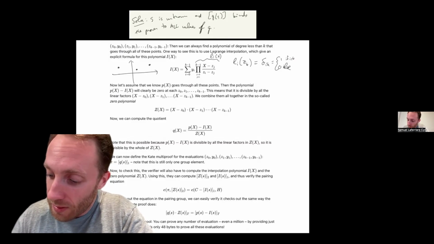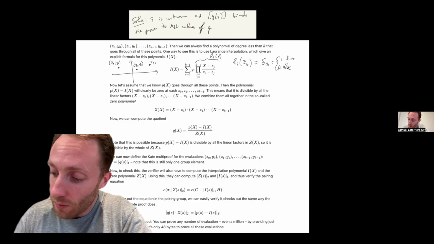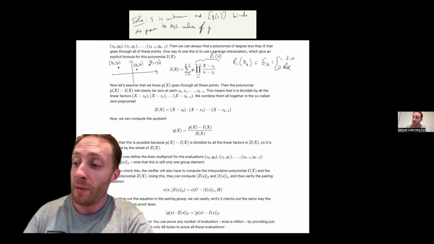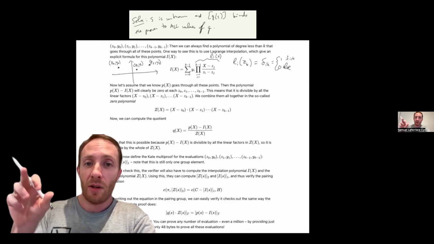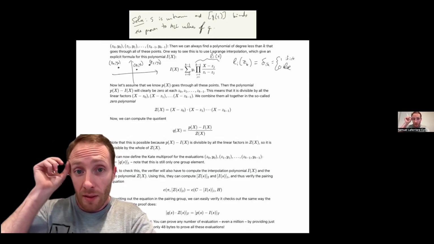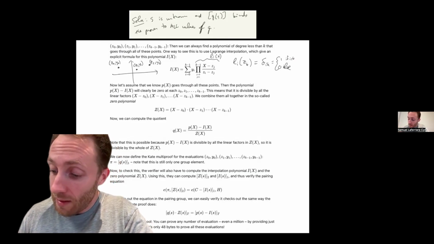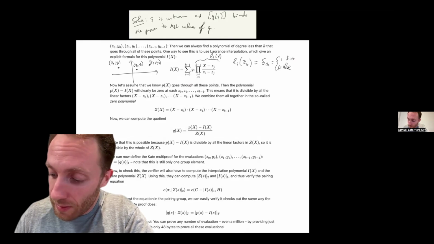Okay, these are my points. So let's say z0, y0, z1, y1, and z2, y2, which I'm trying to open. So now let's define the Lagrange polynomial L0, sorry, which will be, let's say, this is one.